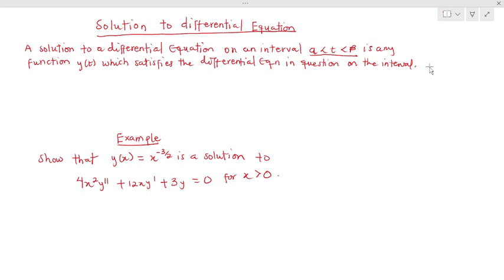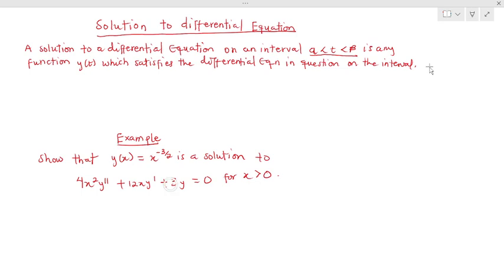Without talking so much, I have an example here for us to go through so you understand what I'm saying. It says show that the function y of x is equal to x to the power negative 3 over 2 is a solution to the differential equation 4x squared y prime prime, that's the second derivative, plus 12x y prime plus 3y is equal to 0 for the interval x is greater than 0.